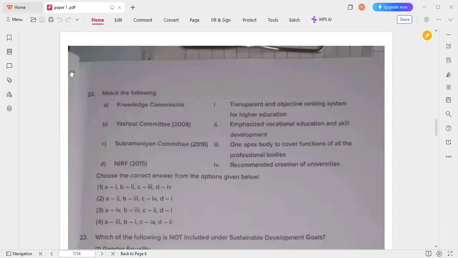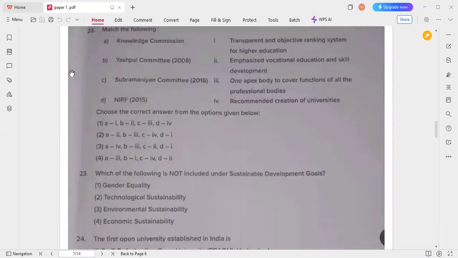So next question is also match the following. 22. The Knowledge Commission will recommend. One second. Usually here we know about NIRF ranking, because in the previous question we discussed this. So NIRF is for a transparent and objective ranking system of higher education, right? Where D1 is present in the third option and also the second option. So just leave these two options, first and fourth. So NIRF ranking is for the first one.